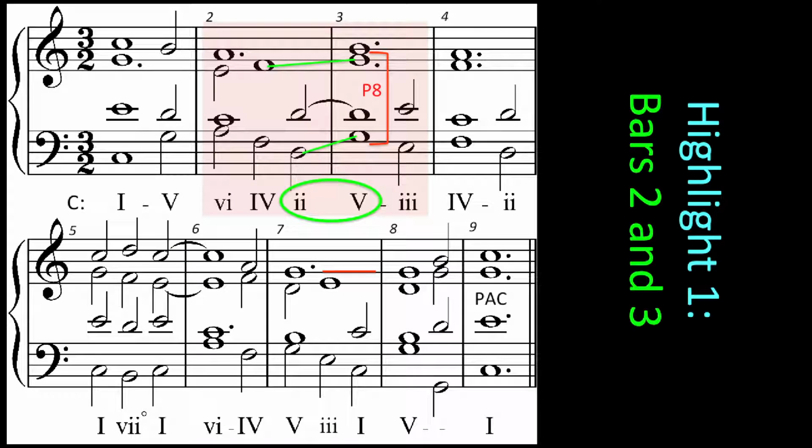Highlight 1, bars 2 and 3. Here in context is that acceptable hidden octave between bass and alto from the 2 chord to 5 chord. The alto, an inner voice, moves by a whole tone to an octave with the bass, but this hidden octave sounds okay because the alto is not an outer voice. The highlighted bars sound like this.